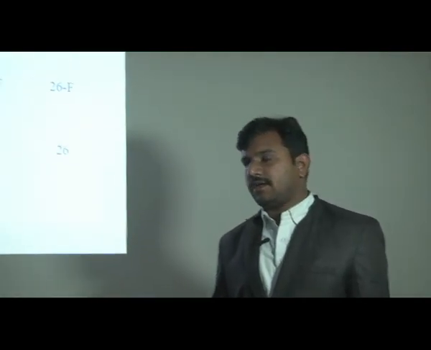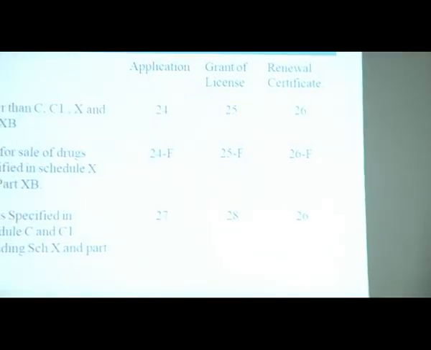Apart from this, in case of loan licensing, the applicant needs to apply in Form 24A, granted in Form 25A and renewed in Form 26A in case of drugs other than C, C1 and X. Also in case of drugs specified in C, C1 and X, they have to apply in Form 27A, granted in Form 28A and lastly renewed in Form 26A.